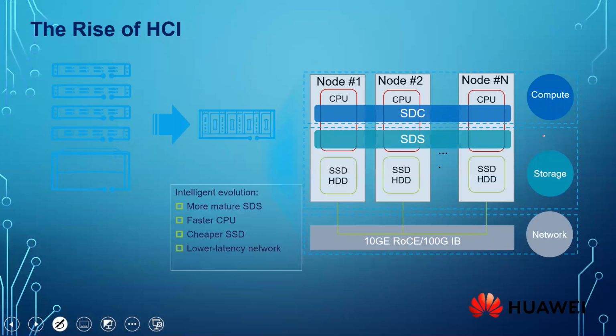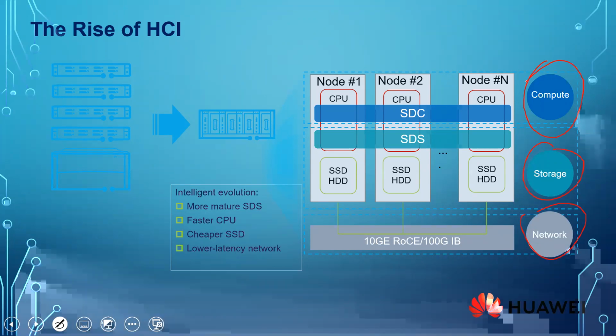The benefits of HCI are faster CPUs, cheaper SSDs, and a low-latency network. We can use 10G, and nowadays we have faster networks, so we can use 100 gig as well. As we can see, network, storage, and compute are all in one box. Everything will be managed from one software, and the deployment is very easy. We can have multiple ways to deploy it. You can get a pre-installed box, and if you want to install it yourself, you can do that as well.